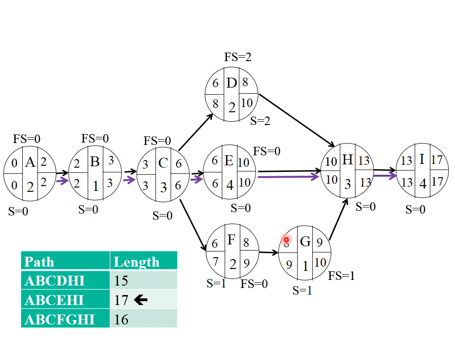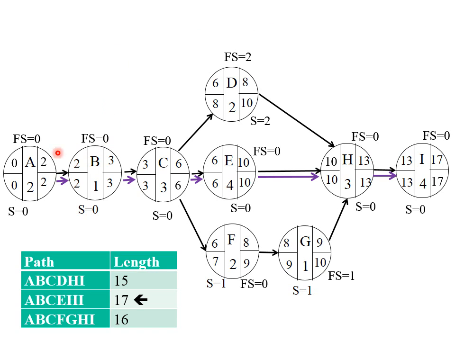Now F is interesting. It has a slack of 1, but none of that is free, because if you delay this, you will affect the early start of this. So the difference between 8 and 8 is 0. So F has a slack of 1, but none of that is free. And free slack for H is going to be the same: 13 minus 13, free slack is 0. And by definition, free slack for the last activity is 0.